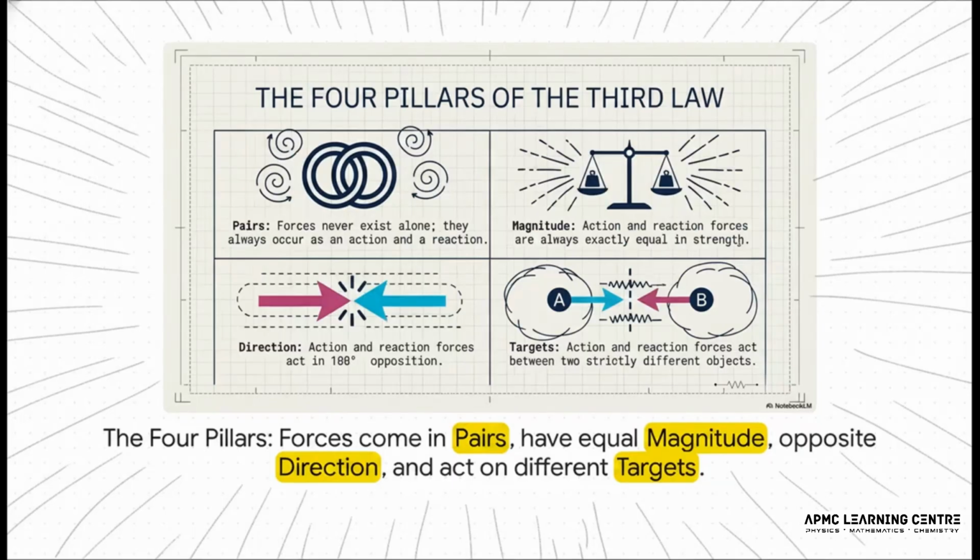And this is a great way to visualize those four pillars. Number one, forces always come in pairs. You get an action, you get a reaction. Two, their magnitude, their strength, is always exactly the same. Three, they point in directions that are 180 degrees opposite. And pillar number four, this is the big one, the one that trips everyone up. They act on two completely different objects or targets.